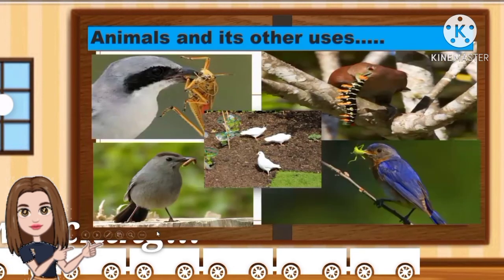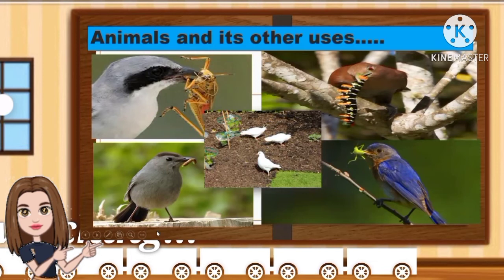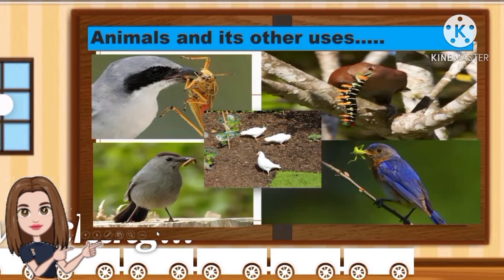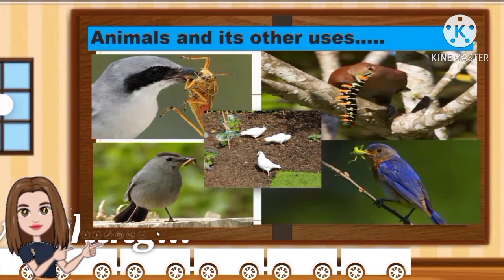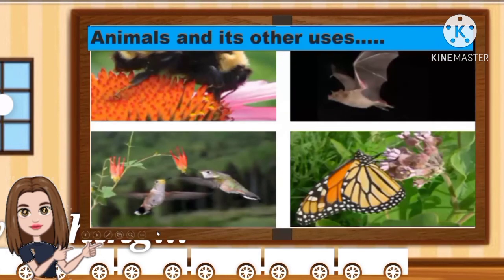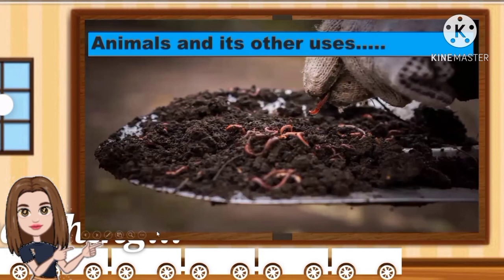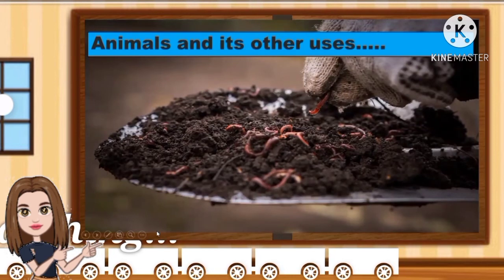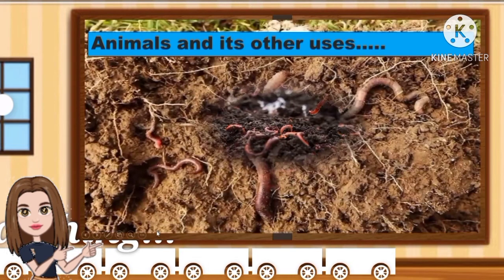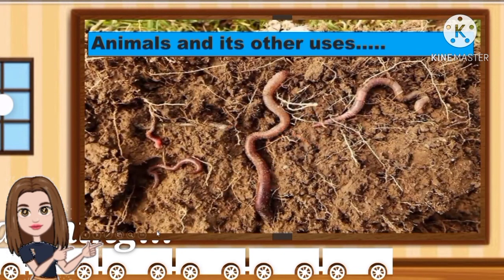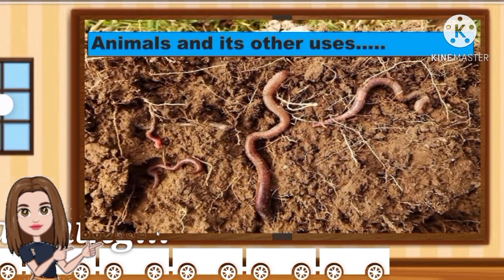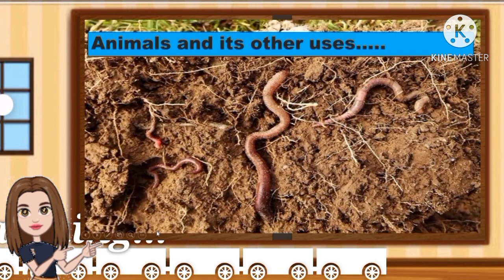Some birds eat many fish or crabs, fruits, and grains, thus preventing the plants from being harmed. Insects and birds help in pollination. Earthworms help our plants grow. Do you know how? As they move through the soil, they loosen it. This enables the roots to get air and water. Their waste also helps fertilize the soil.